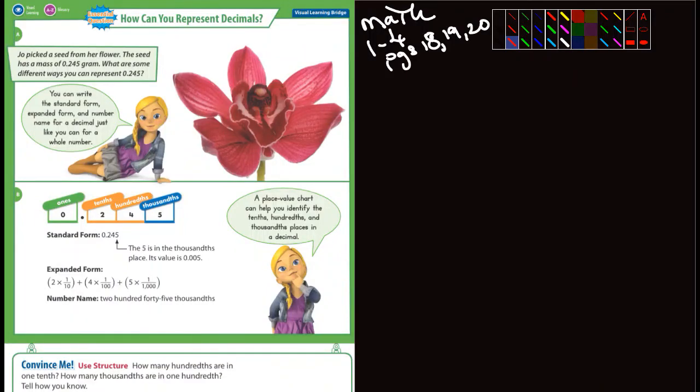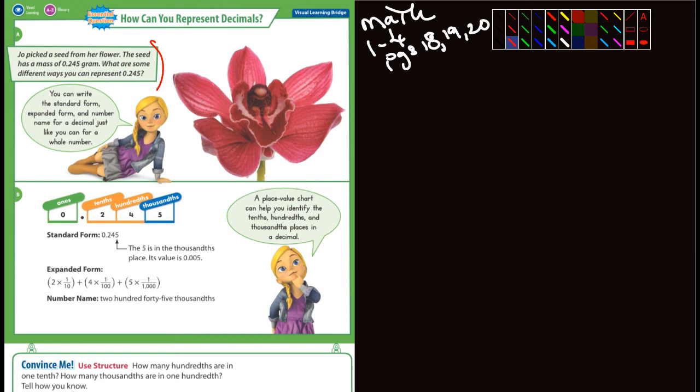We're starting, as you can see here, Math 1.4, pages 18, 19, and 20 in your math workbook. So we're just working with some decimals again. They're giving you some different ways to look at it, some different problems. It says here, Joe picked a seed from a flower. The seed has a mass of 0.245 gram, or of a gram.